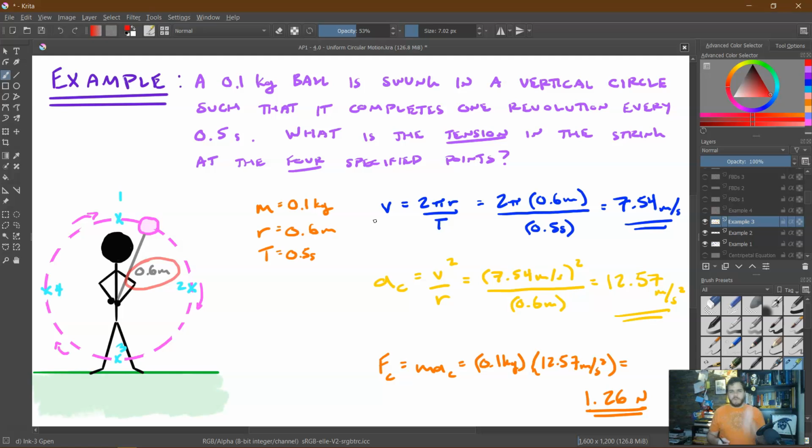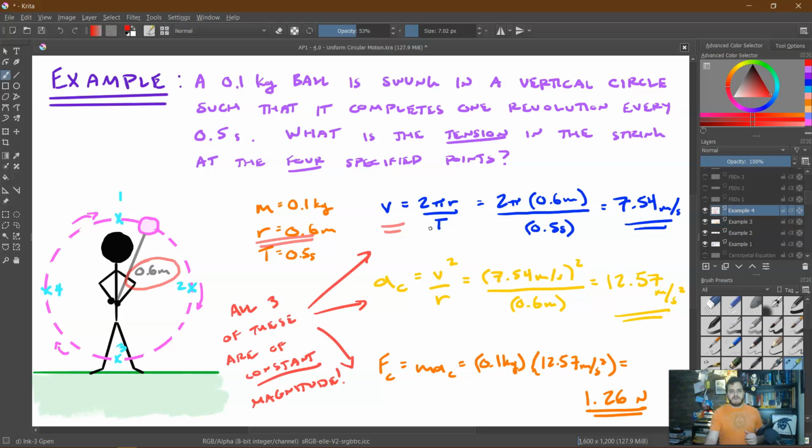Okay, that's all well and good. But this is really the important point here. Because this is uniform circular motion, remember that means r is not changing and v is not changing. So what that tells me is that all three of these values, the tangential velocity, the centripetal acceleration, and the centripetal force, are going to be constant the entire time the ball is moving in a circle. And that's going to make my life a lot easier.